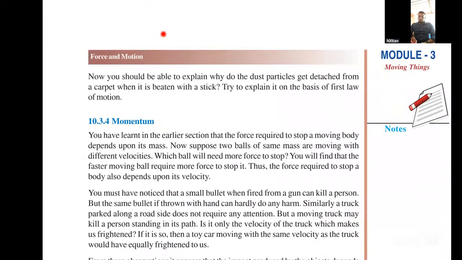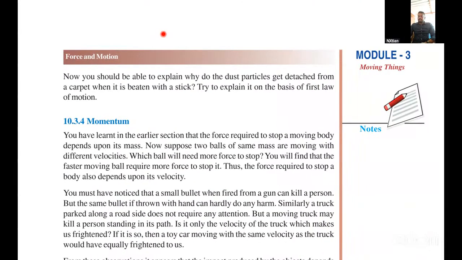So now you should be able to explain why dust particles get detached from the carpet when it is beaten with a stick. Okay, so we have these answers and we learned it from the video also that the dust particles will remain in a stationary state because a sudden unbalanced force is applied on the carpet, because of inertia. Did you understand, guys? Yes, sir. Ira, did you understand? Yes, sir.